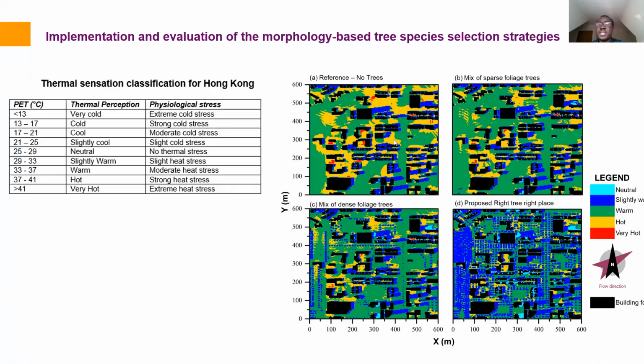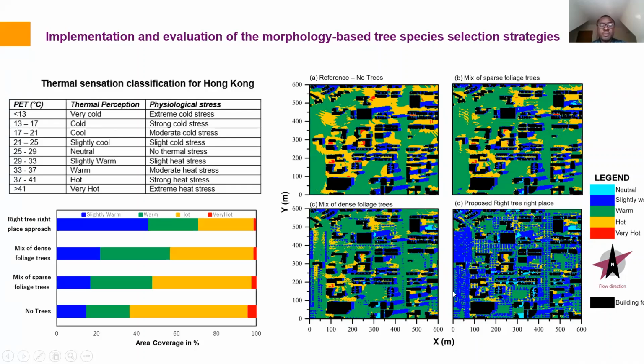So this is the distribution of the PET when you have no tree, when you have the sparse foliage trees and the dense, and then when we use our approach. So what does this translate to? It means that with no tree, you are having about 17% of slightly warm. This is the best case scenario. And you can see the percentage area coverage of slightly warm actually is almost doubled, even with the best case scenario, which is the dense foliage trees. So which shows that our approach is actually more efficient than even what's supposed to be the best case scenario.